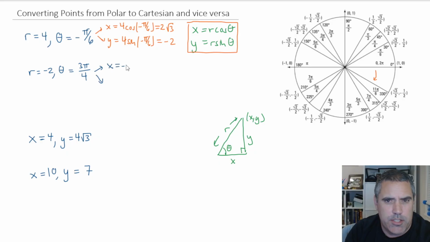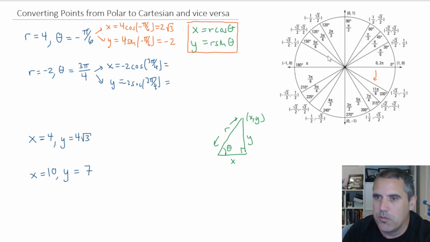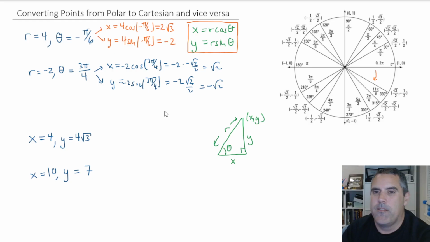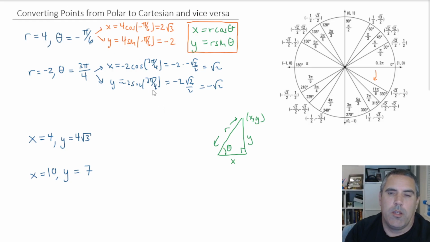You don't have to make any adjustments for whether it's positive or negative, but you do want to have the unit circle sitting out in front of you. It's going to be faster than really anything else you could do. So negative 2 times cosine of 3 pi over 4 we're talking about. This is going to be negative 2 times negative square root of 2 over 2. So this is just square root of 2. This is going to be negative 2 times the y-coordinate, so it's square root of 2 over 2. So this is negative square root of 2. Done. It's that fast.